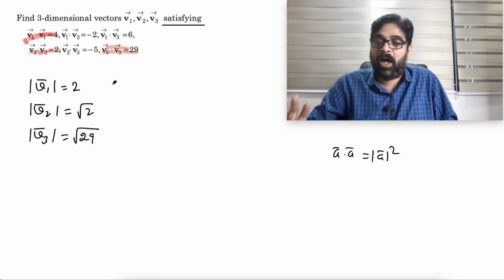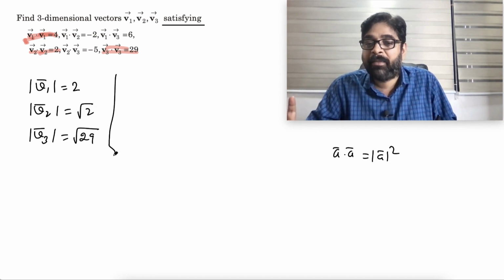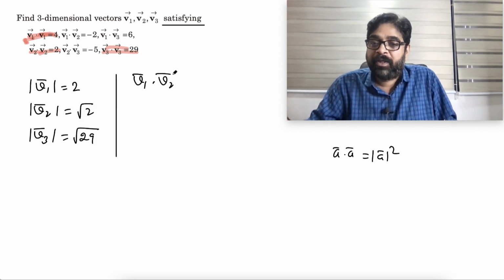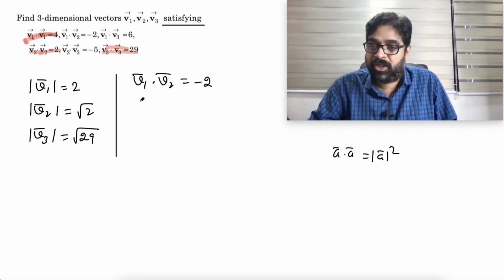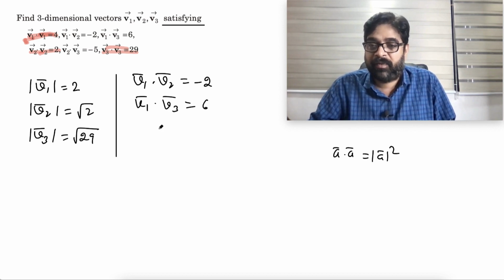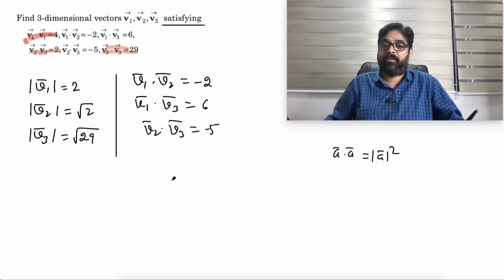Now the balance of the information I have: V1 dot V2 is equal to minus 2. V1 dot V3 is equal to 6. Very good. And V2 dot V3 is equal to minus 5. This much information is there.